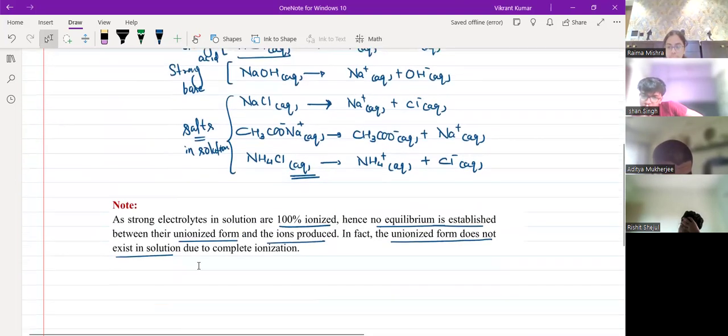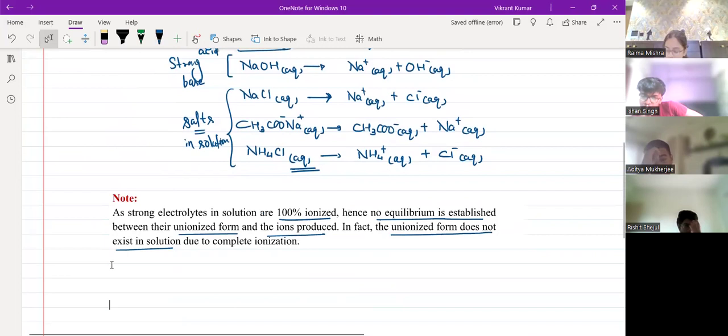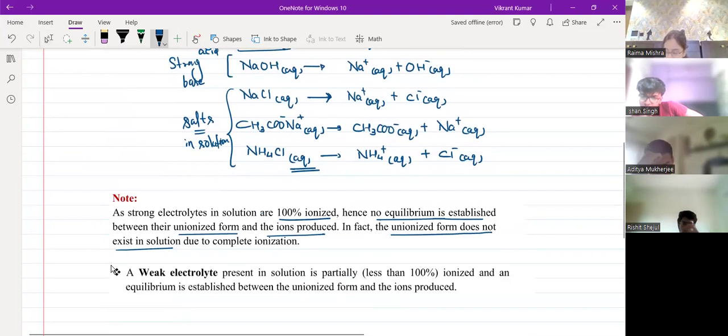Is it okay? So that's why what I'm saying, whatever is not 100% ionized, whatever is partially or less than 100% ionized will be called weak electrolyte. And whenever we are having some weak electrolyte present in solution, they will be having partial ionization, and the unionized form and the ionized form will be having an equilibrium.